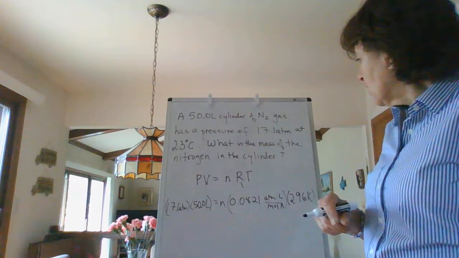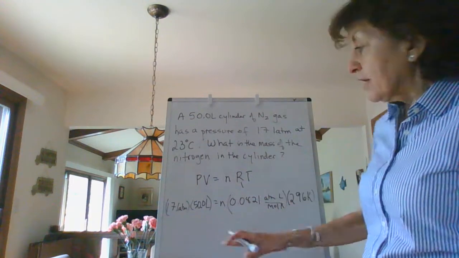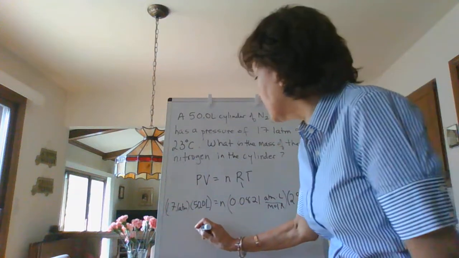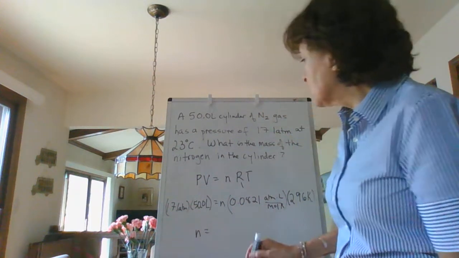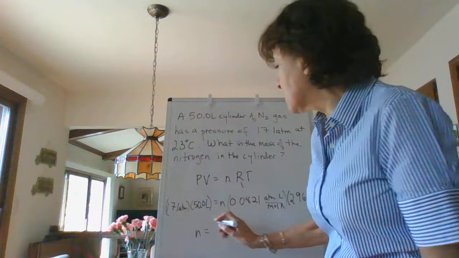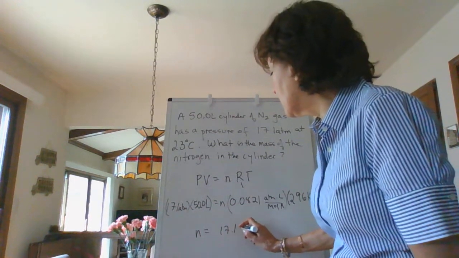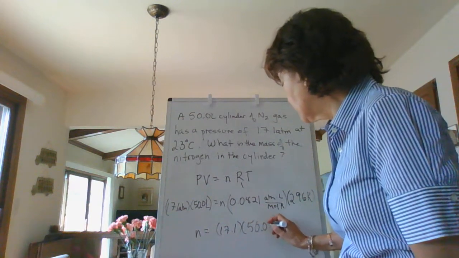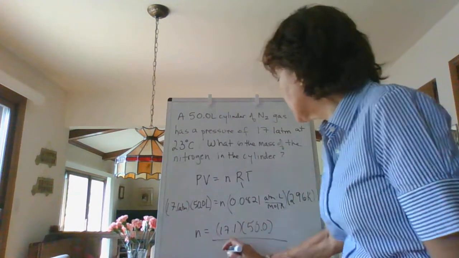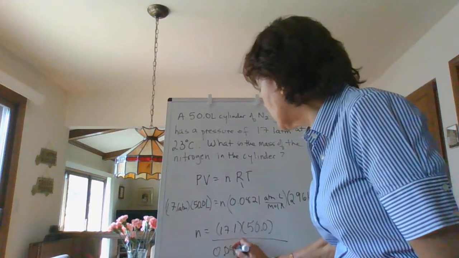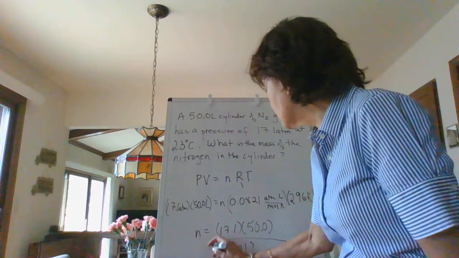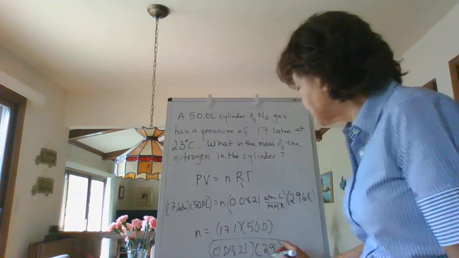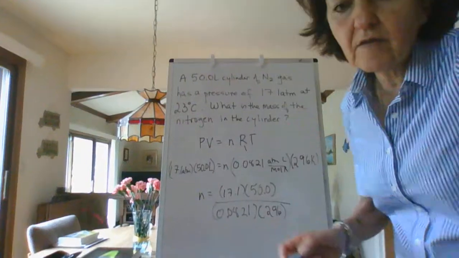Okay. Now, plug and chug, we plugged them in. Now we just manipulate the equation and solve for n. What would n be? So n would be 17.1 times 50 divided by 0.0821 divided by 296. Can everybody see that okay?